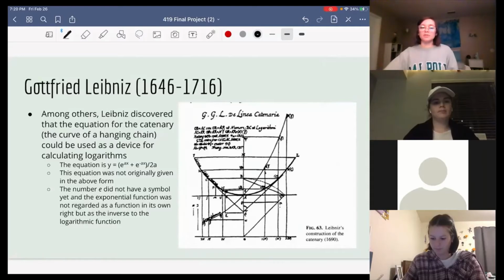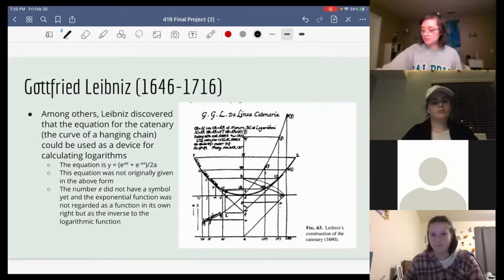Among others, Leibniz also discovered that the equation for the catenary, or the curve of a hanging chain, could be used as a device for calculating logarithms. Shown to the right is an actual figure of this catenary drawn by Leibniz that was shown in the book e: The Story of a Number. The equation for this is y equals (e to the ax plus e to the negative ax) over 2a. This equation was not actually given in the above form, as e at this point still didn't have a symbol, and the exponential function was not a function in itself, but was treated as an inverse to the log function.